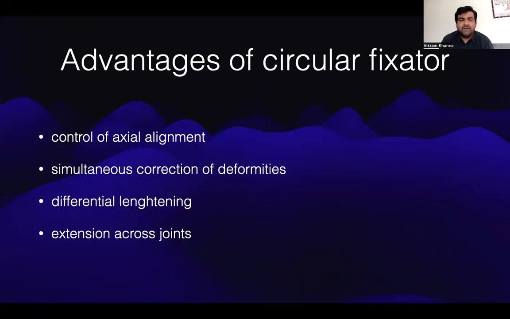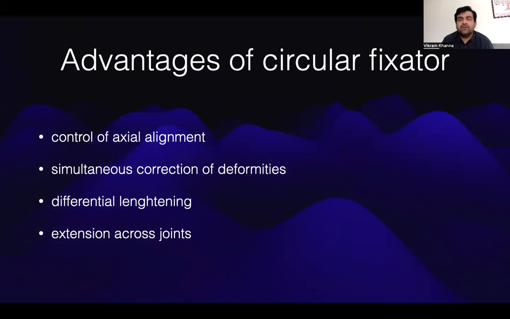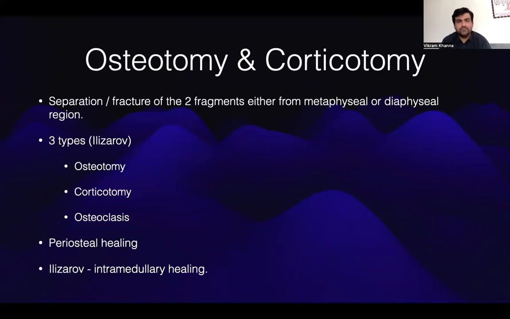Advantages of the circular frame fixation. It controls the axial alignment. Simultaneously, we can correct the deformities also in the bone. Differential lengthening can be done, and it can be spanned across the joints. Just like if there is a very small fragment, a distal fragment in the distal femur or distal tibia, we can span it across the knee joint or the ankle joint respectively.